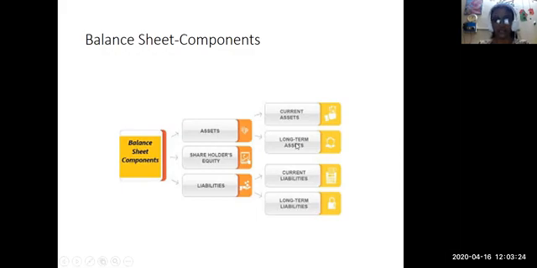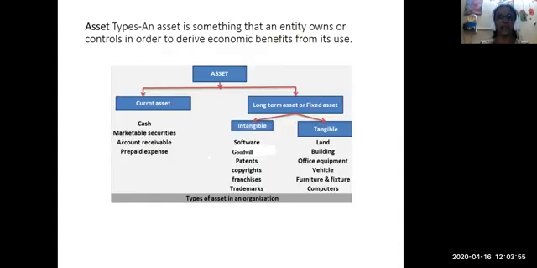From fixed assets, you can derive benefit for a longer period of time, that is more than 1 year. Long-term liabilities means those liabilities, that is debt components such as bank loans or any other debt component which can be useful for a longer period of time. We can pay back the liabilities even after 1 year. That is the meaning of long-term liability.